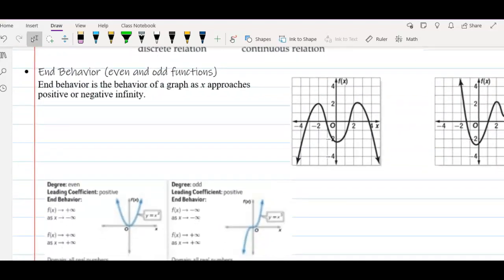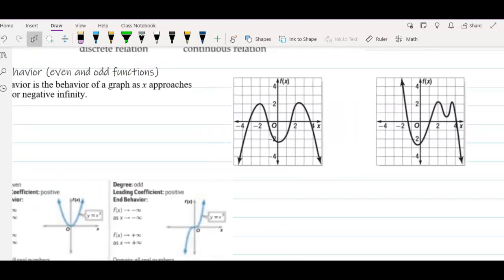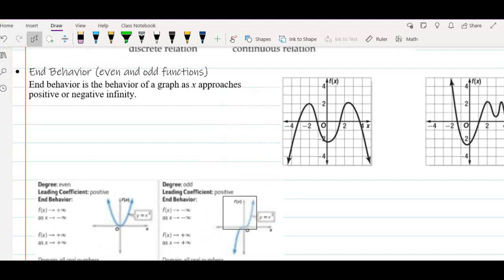End behavior. When we're talking about the end behavior, we're just looking at the behavior of a graph as we go all the way to the right or all the way to the left, as x approaches positive infinity or as x approaches negative infinity. The hardest part about end behavior is mastering the notation. This is how we're going to write it. Notice that every graph will have a right side and a left side.